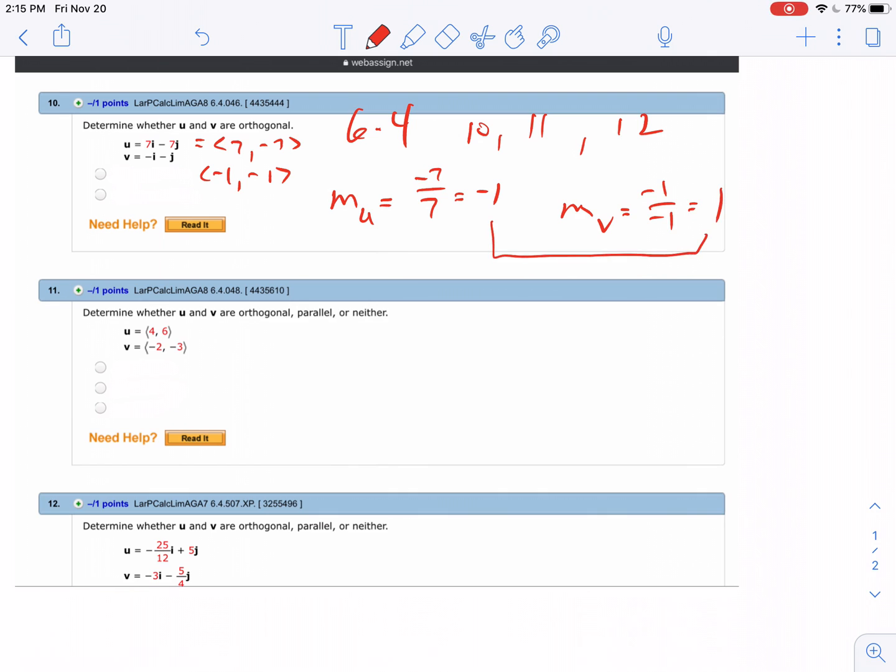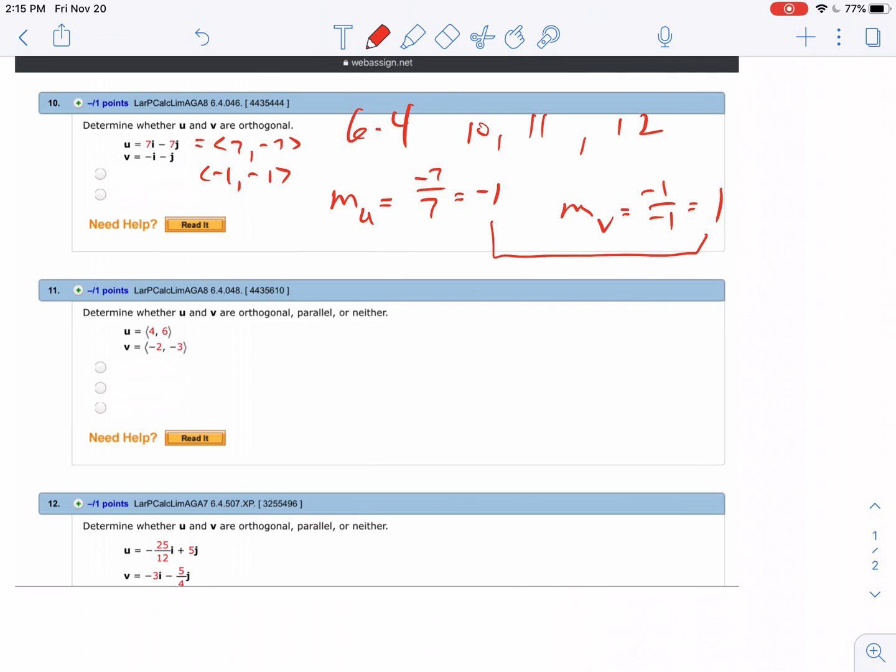Now when you look at those two things, yeah, they're orthogonal because they're negative reciprocals of each other, or when you multiply them, you get negative 1. Now you could do the dot product. The dot product is going to turn out to be 0, so that'd be fine.